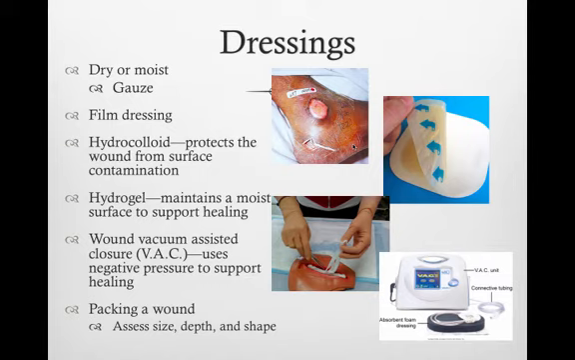Hydrogel maintains a moist surface to support healing. Wound vacs apply negative pressure to support wound healing and facilitate secretions being removed from the wound bed. Packing a wound helps facilitate wound healing and also helps remove extra secretions from the wound bed. Before placing a dressing on an ulcer, the nurse should know the pressure ulcer stage and do a thorough assessment, understand the goal of treatment, mechanism of action of the dressing, and all the principles of wound care.